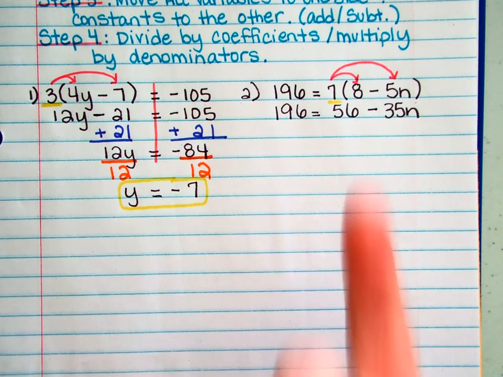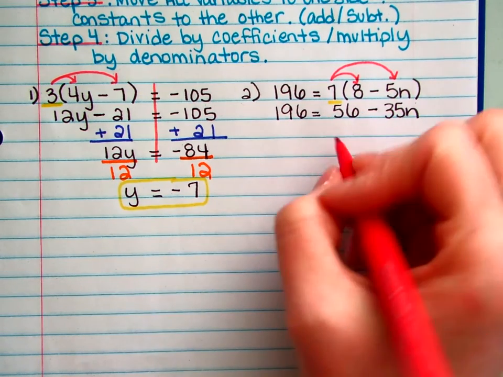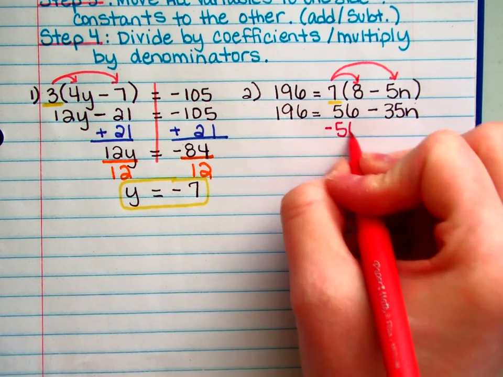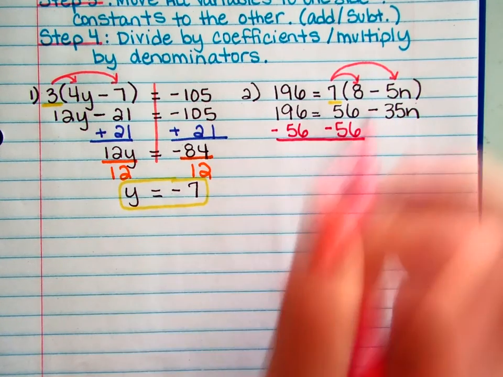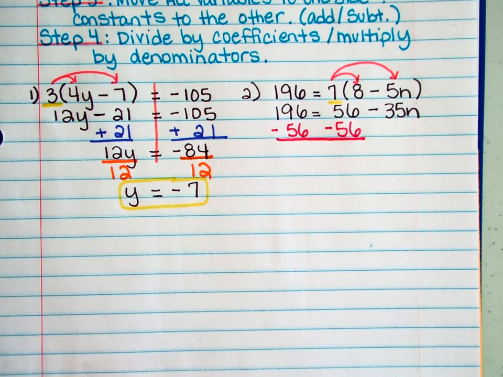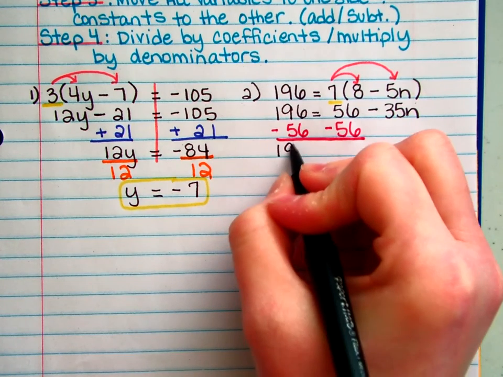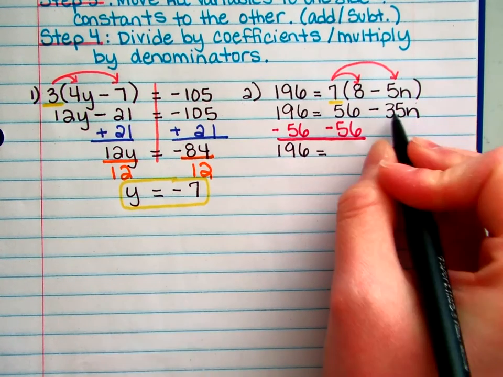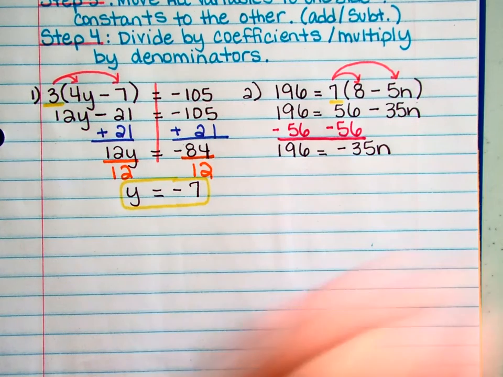We need to get rid of the 56. We've already got our n's over here, so let's move him over here with a constant. So we need to subtract 56 from both sides. Remember to always show what you're doing. Show all those steps. Don't you be skipping any of these steps. And we end up with 196 is equal to negative, pay attention to that, negative 35n.